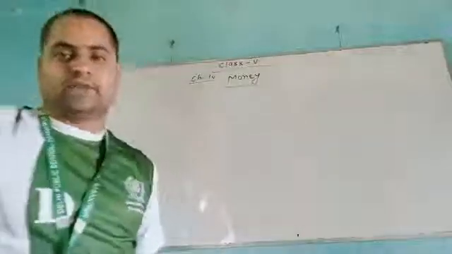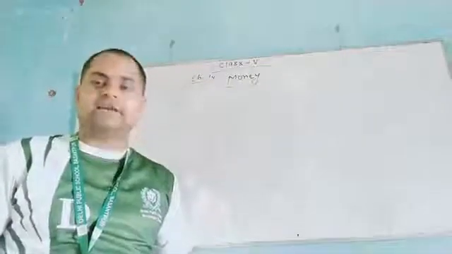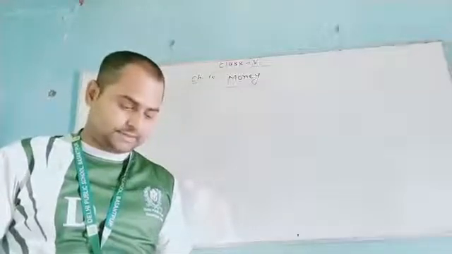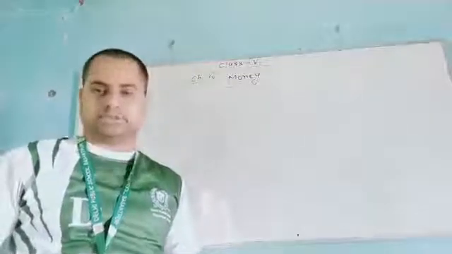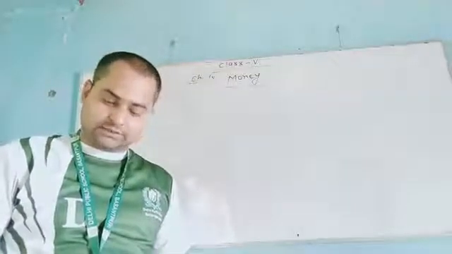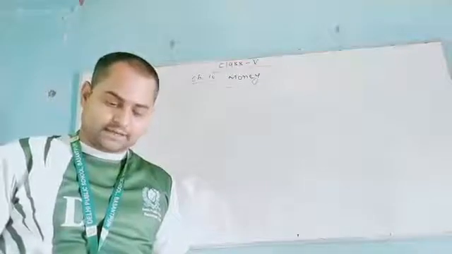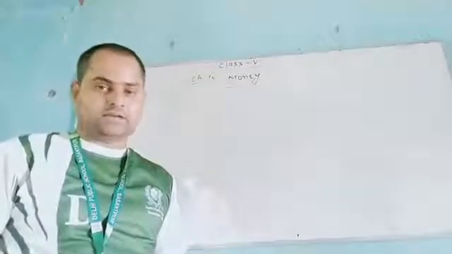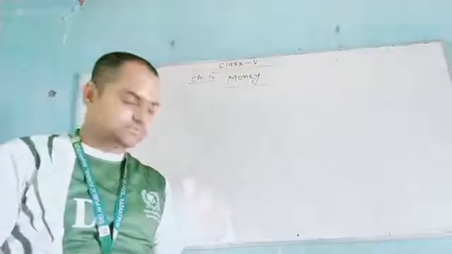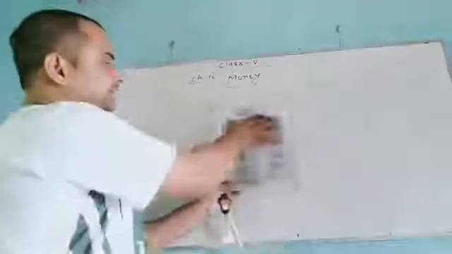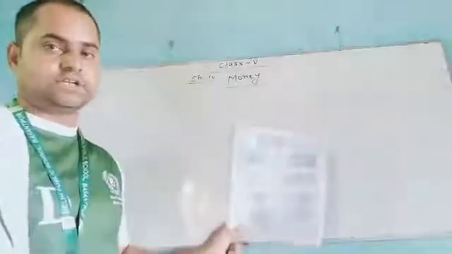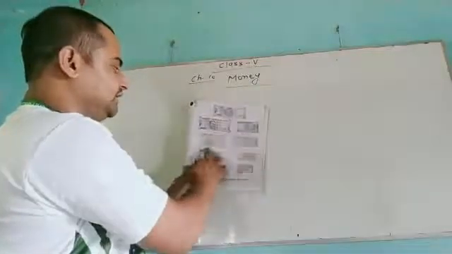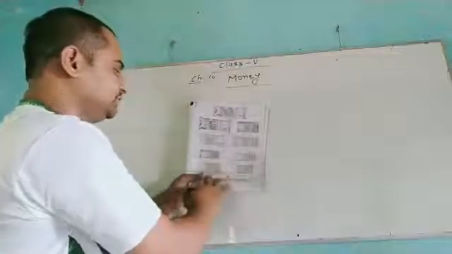There are two types of Indian currency. First, notes and coins. Notes: 1 rupee, 2 rupee, 5 rupee, 10, 20, 50, 100, 500 and 2000. Okay, and coins: 1 paisa, 2 paisa, 3 paisa, 5 paisa, 10 paisa, 20 paisa, 25 paisa, 50 paisa, 1, 2, 5, 10. These are coins. Okay, students, this is the figure of your currency: 2000, 500, 100, 50, 20, 10, 5, 2 and 1.